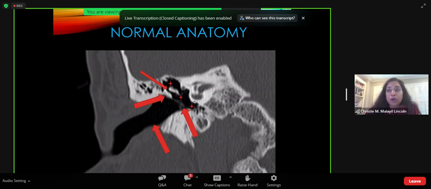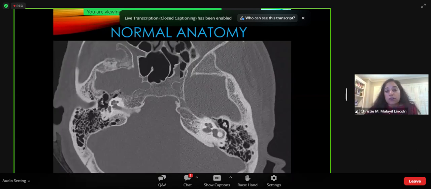And I will point out that the cochlear promontory is just above and medial to the star that's indicating the hypotympanum. I don't think you can see my arrow, but it's just above and medial to that last star. So that's the cochlear promontory. I just want you to be aware of that as we go through our cases a little later.